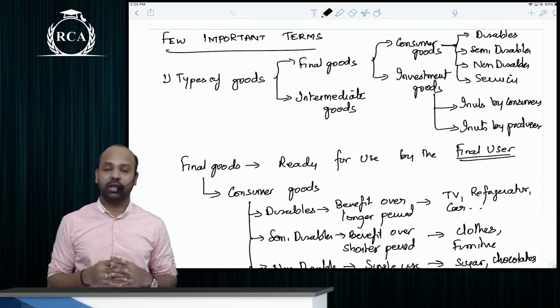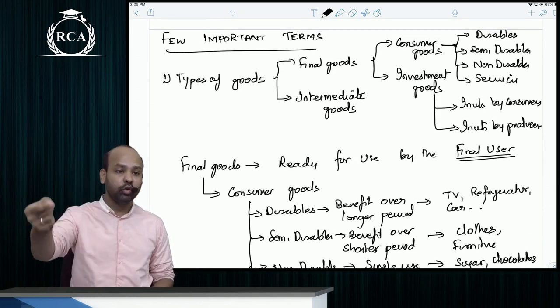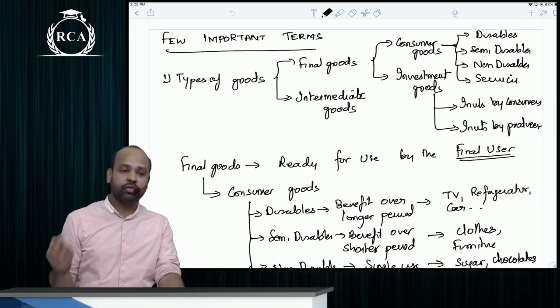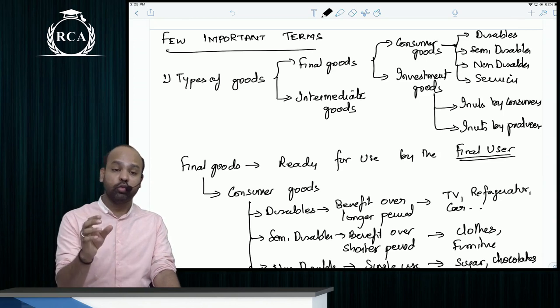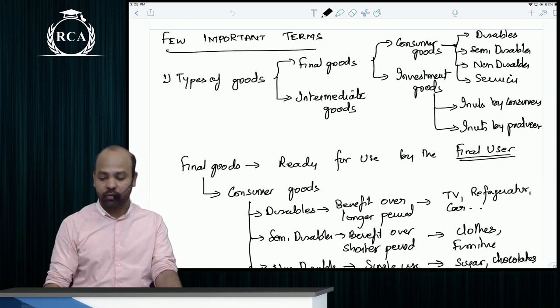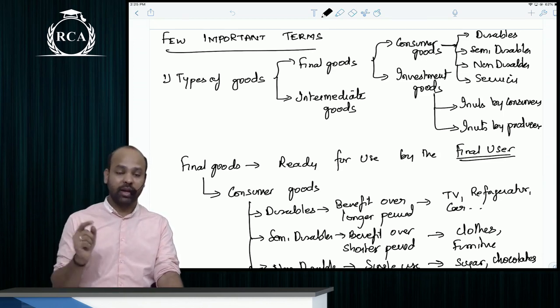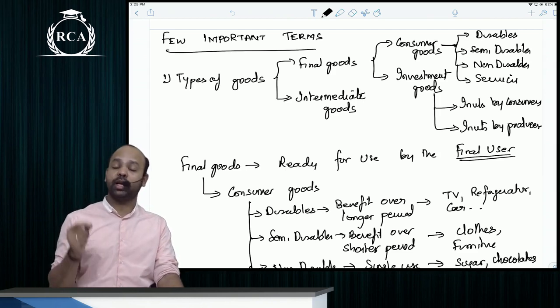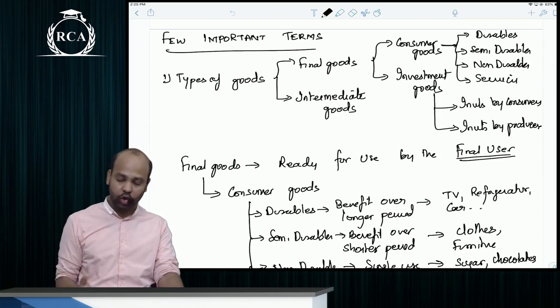Final goods are those that are for end use, ready for use by whoever is the final user. Those final goods we divide into consumer goods and investment goods. Investments can be made by consumers and by producers. Consumer goods can be durables, semi-durables, non-durables, and services.